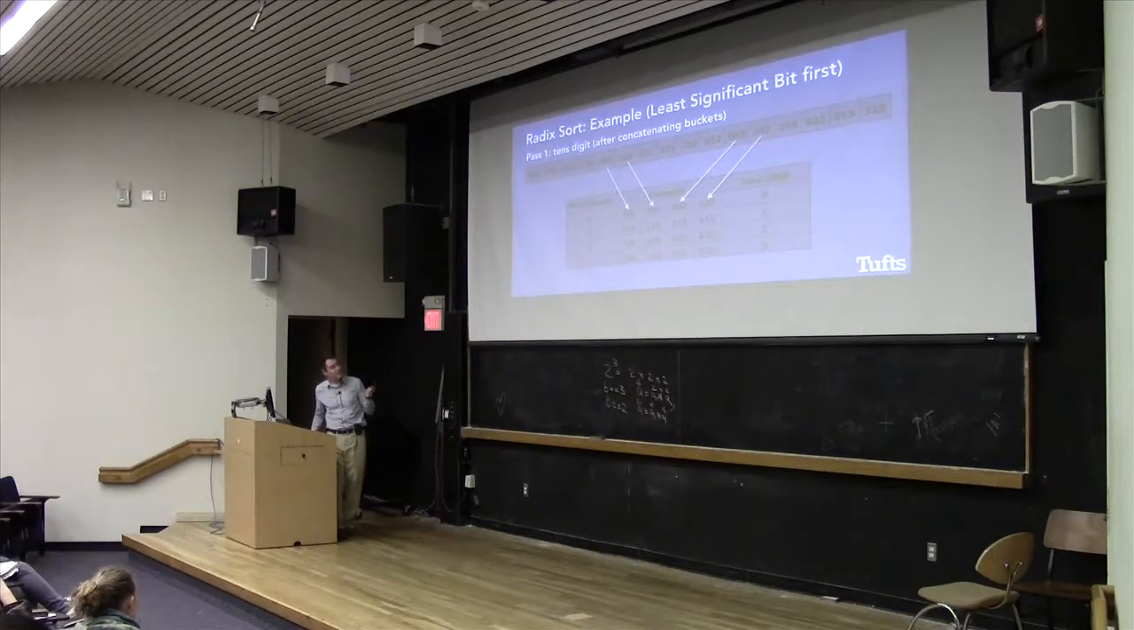Then you do it for the hundreds place. Put them back together, and you do it for the hundreds place. Now everywhere where the hundreds place is a 0, like 002 goes here, 003 goes here, et cetera, et cetera, et cetera. Right? And then when you're done, you peel them all off, and they're in order.